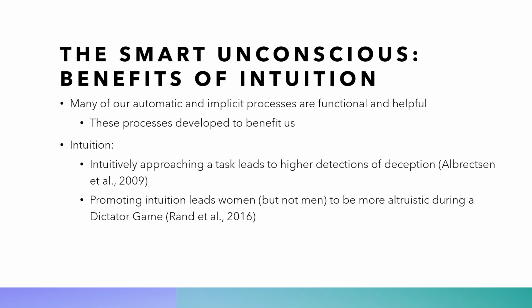Your book covers 5 different ways that the unconscious is smart. I'm just going to cover 2 of them. First is intuition. So your book talks about how our intuitive beliefs actually help us quite a bit. So one, we have an intuitive understanding of language and the logic behind language. Another research project found that intuitively approaching a task led to higher detections of deception in that task.